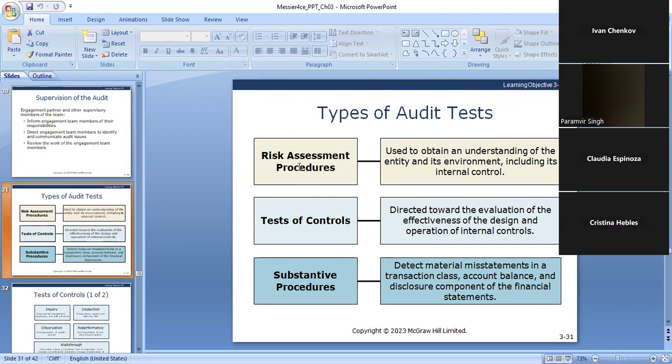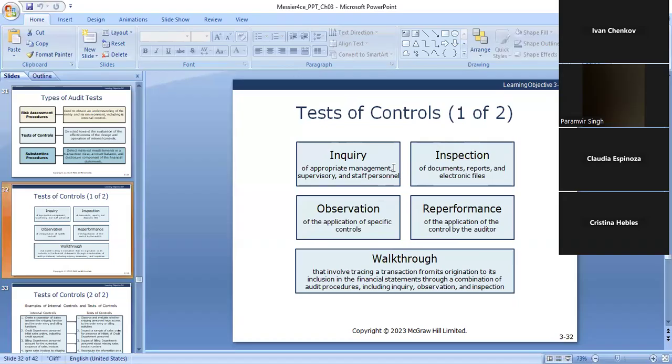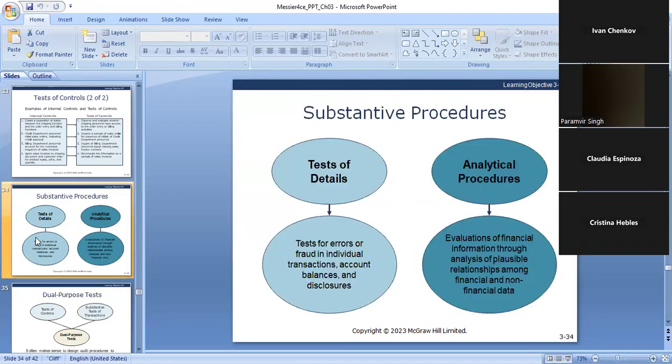With the audit tests, we have risk assessment procedures, tests of controls, and substantive procedures. Those are for different things. Under substantive procedures, we have tests of details and analytical procedures. So when somebody asks what kind of procedures you're going to use for the audit, and they say substantive, I want you to understand that this will be tests of details. So we're going to test for error and fraud in individual transactions, account balances, and disclosures. So you see how the logic goes.